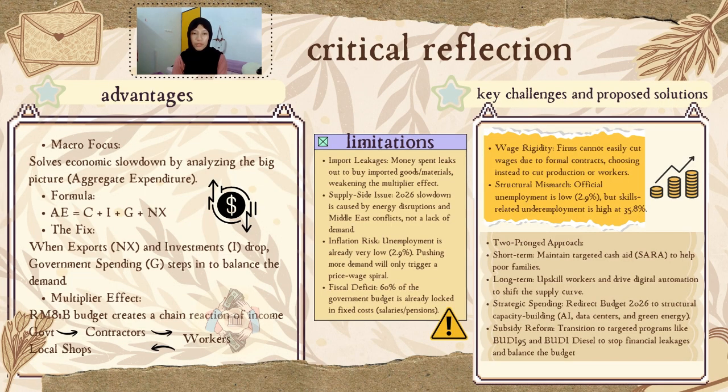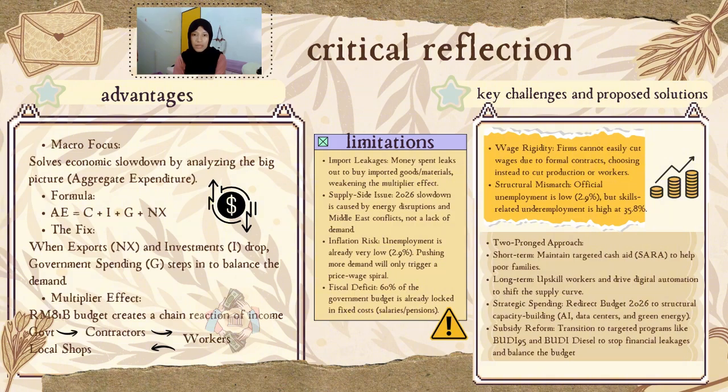Moving on to 4.0 critical reflection, today we look at Malaysia's 2026 economic slowdown through a Keynesian lens. The main advantage of this theory is its big picture focus, showing that when global conflicts cause our export and investment to drop, government spending must step in to boost aggregate demand, just like how cash aid and the 81 billion ringgit development budget recently drove a 5.4% GDP growth via the multiplier effect.